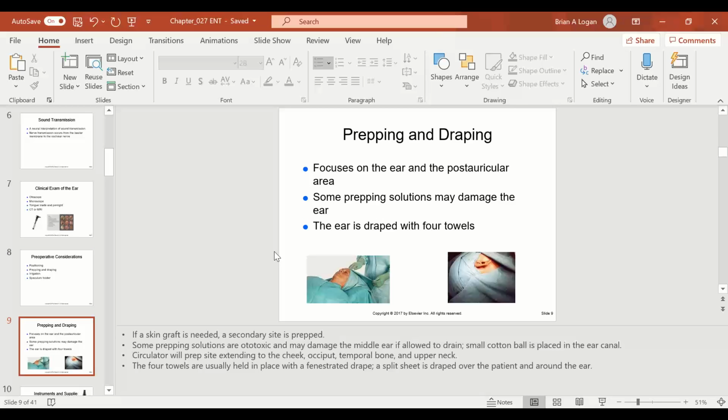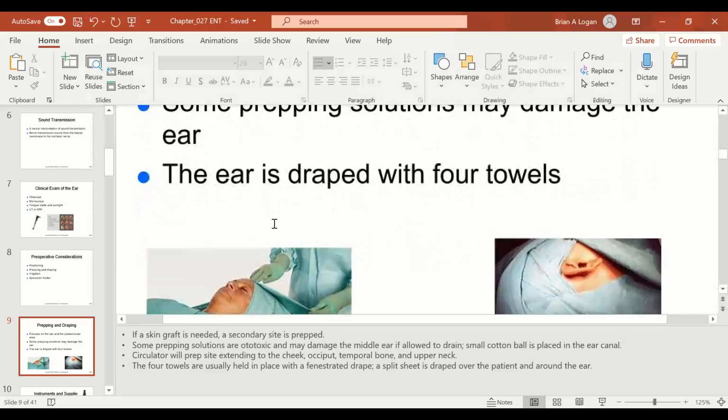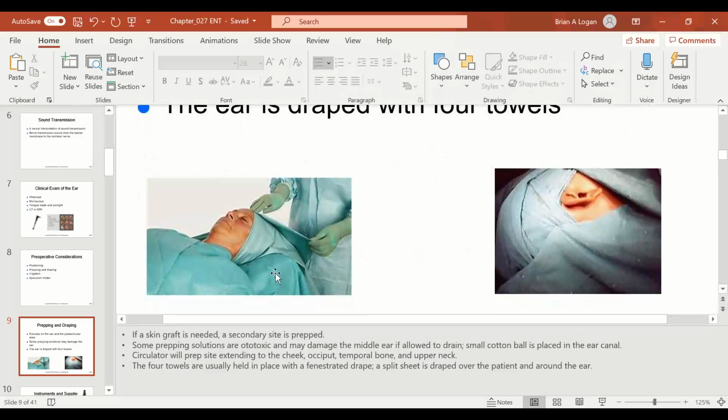Here is an example of that head drape on the left-hand side. I can figure this computer out, there we go. So this is the 3/4 sheet down here, and then they're wrapping the towel around, and they'll incorporate the ear too. This is if you're just working on the nose or the mouth.